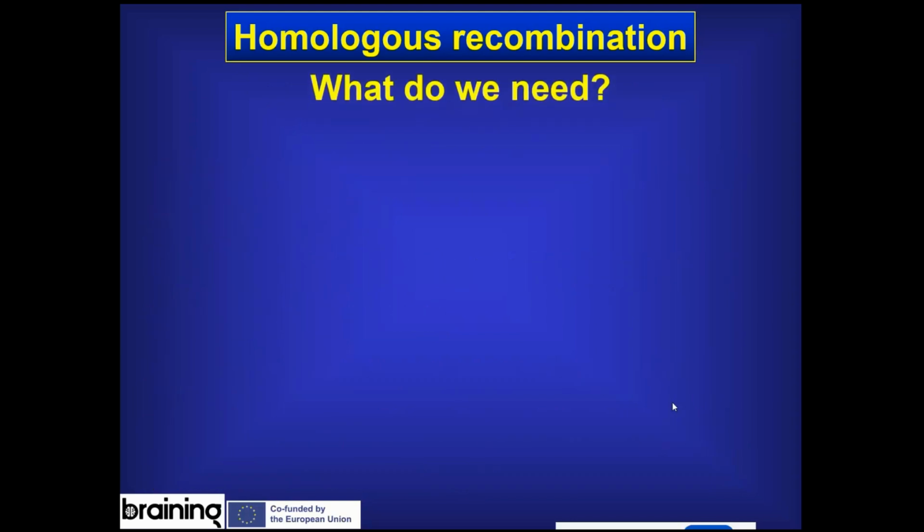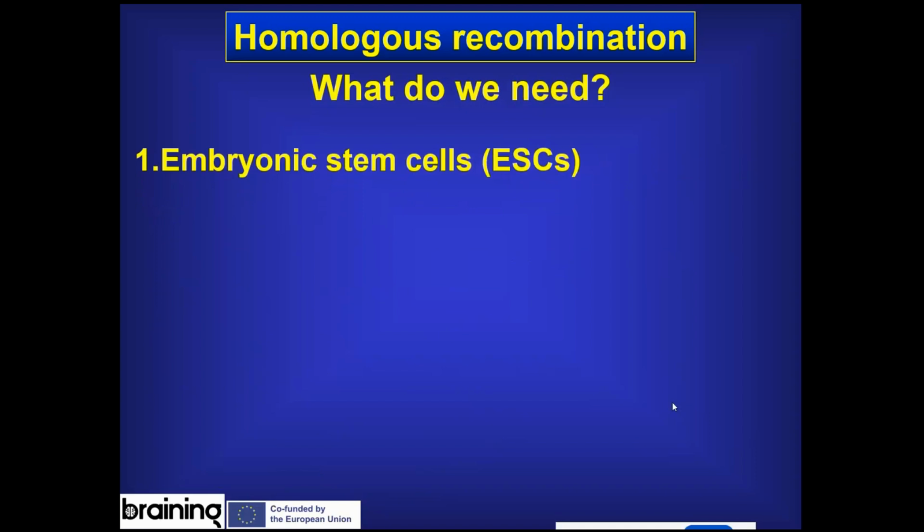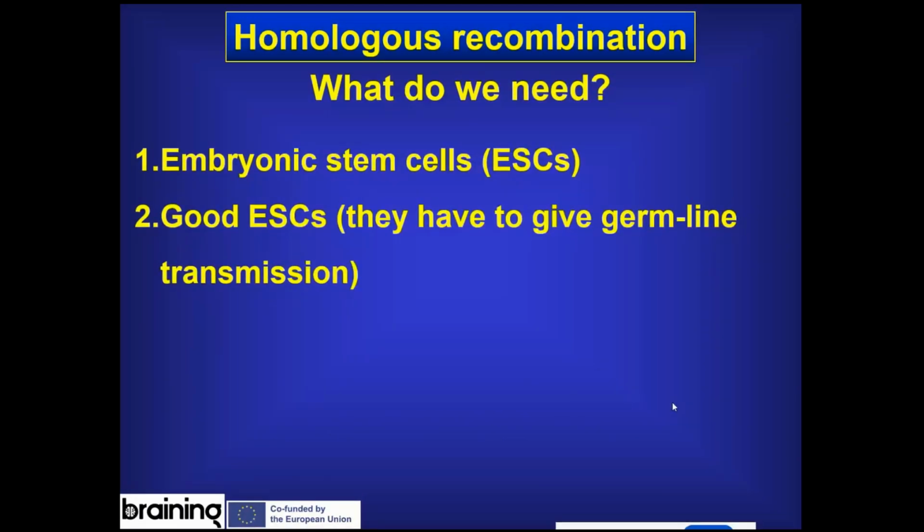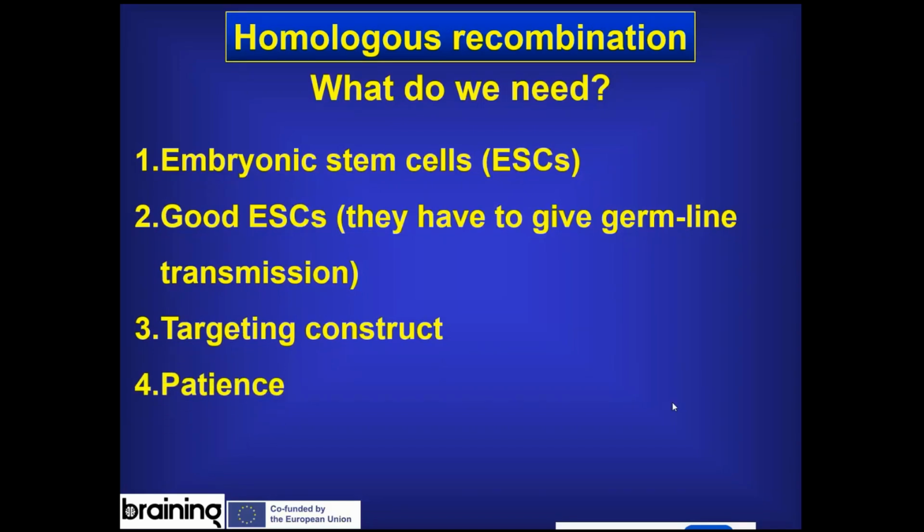So what do we need for homologous recombination, with its fancy name gene targeting? We need embryonic stem cells. They need to be good embryonic stem cells, so they have to give what we call germline transmission, meaning that they are capable of generating individuals. We need a targeting construct, we need patience, and most of all, we need luck.